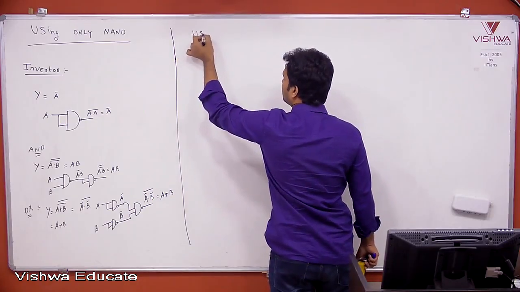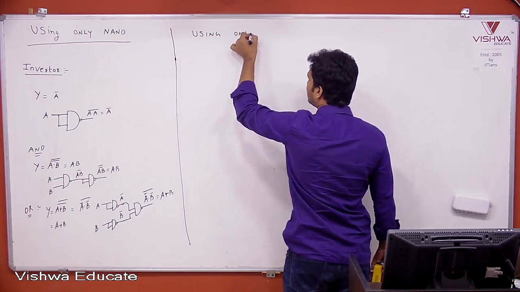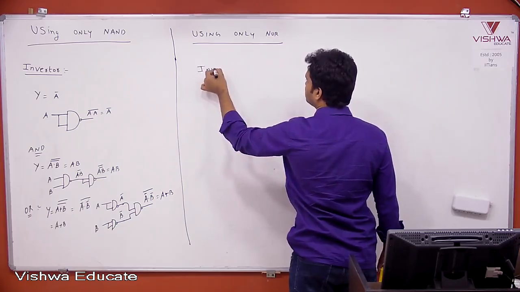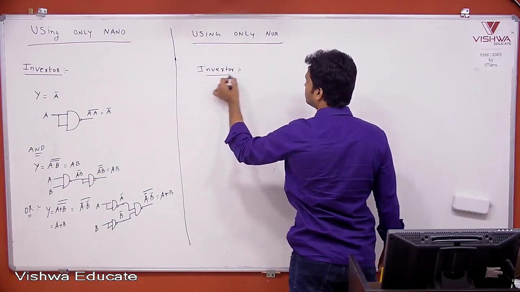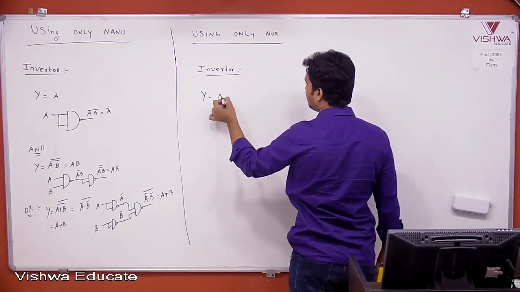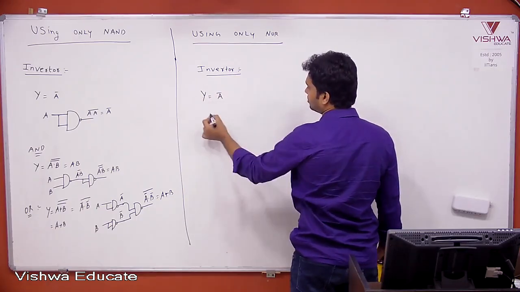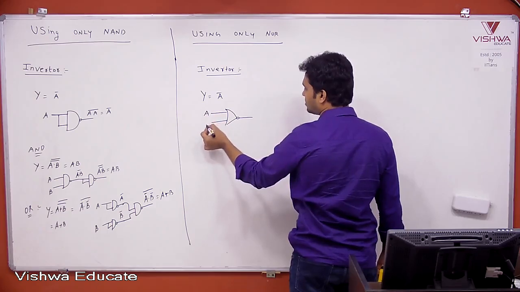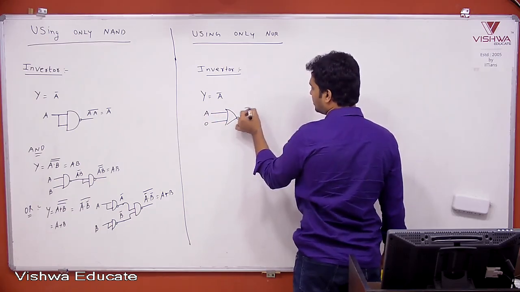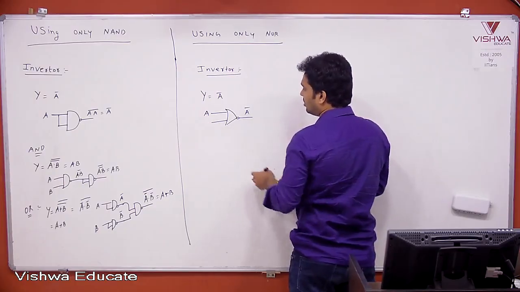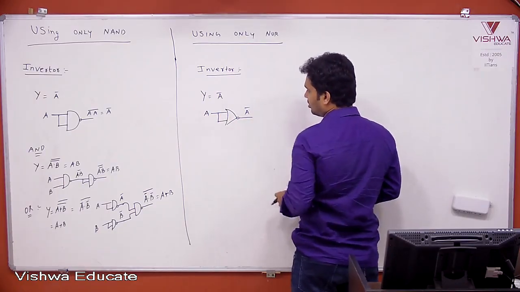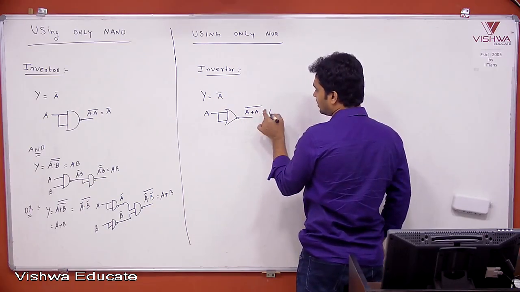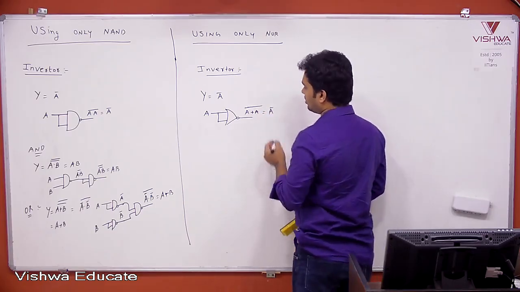Let us make it using only NOR gate, inverter. What is my inversion requirement? Y equal to A bar. So take here also OR gate, NOR gate. You take one input as A, one input as 0. A plus 0 whole bar is A bar. Another way is take here common. Then A plus A whole bar will be equal to A plus A is how much? A whole bar. That is your inverter.